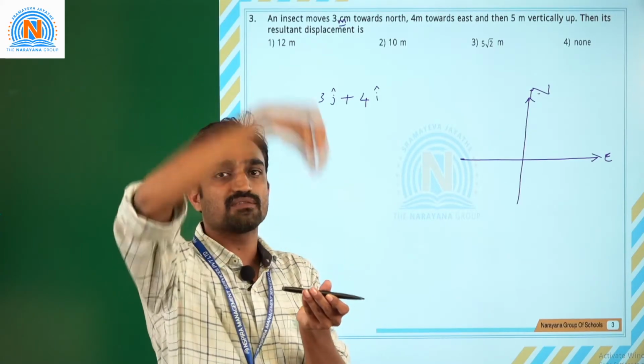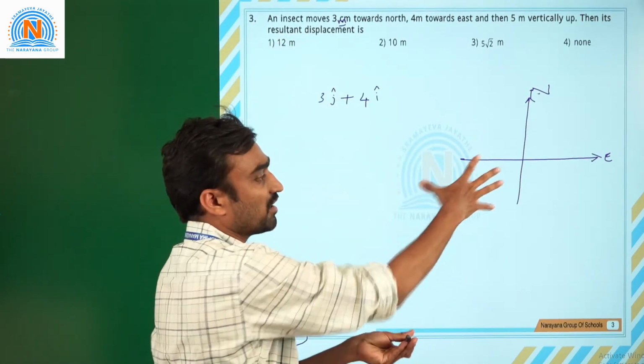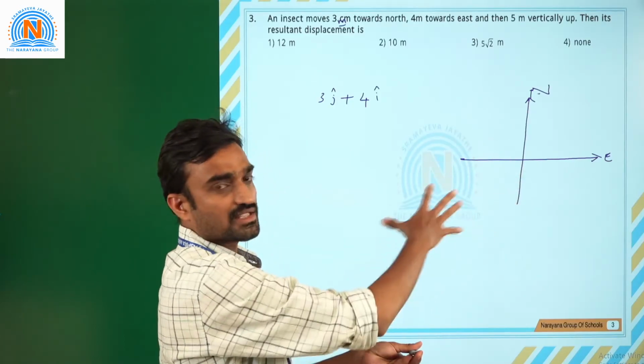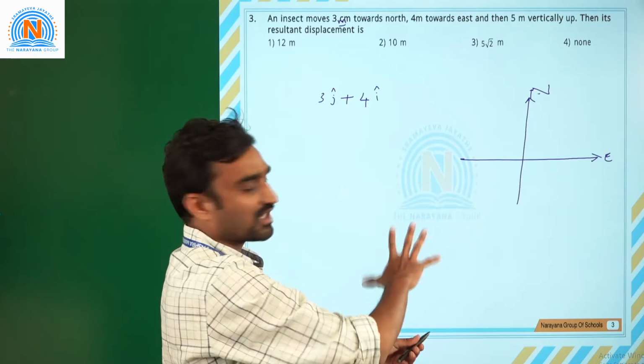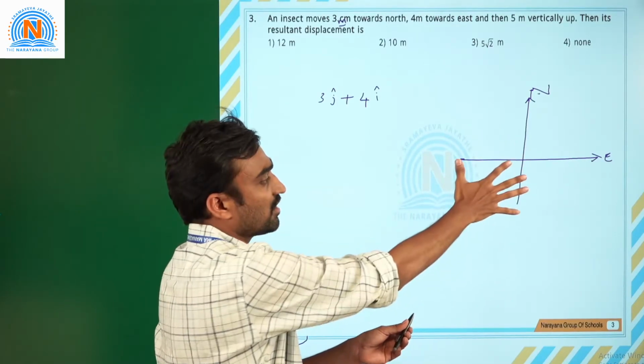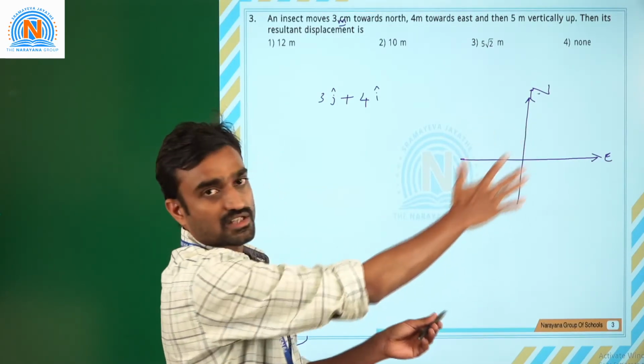It is moving 5 meters vertically up. Vertically up means it is coming out of the screen. For example, you can imagine an insect crawling on the plane. It is flying, coming out of the board.